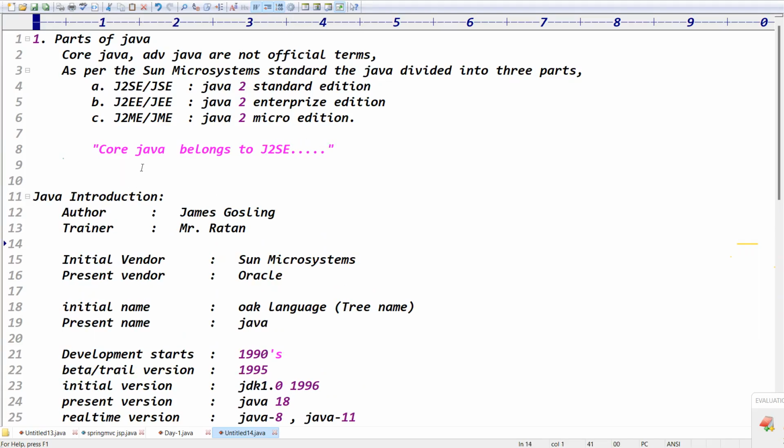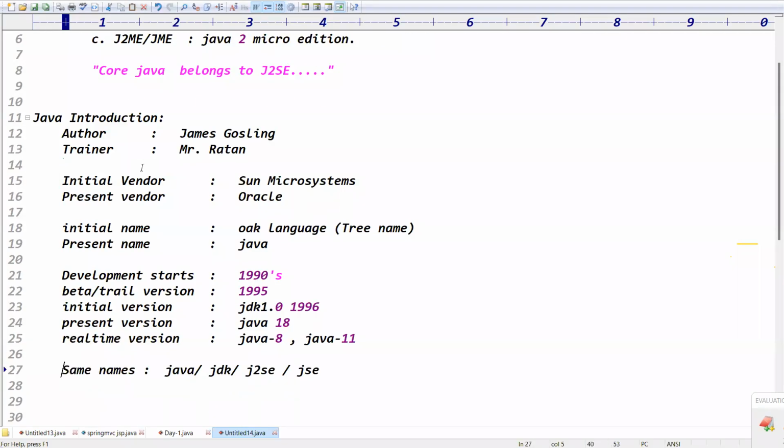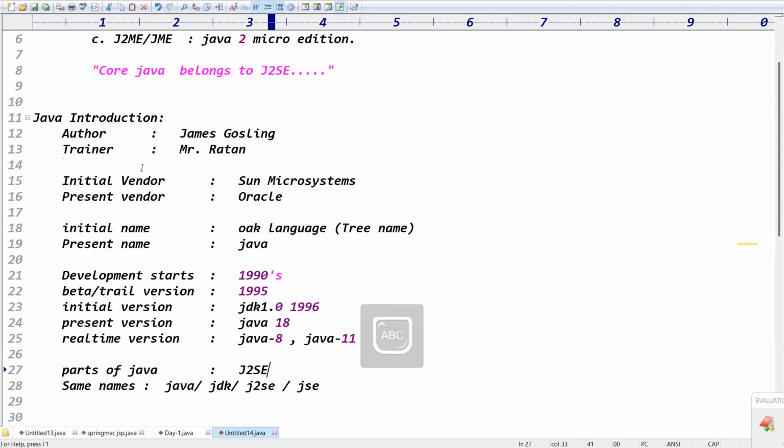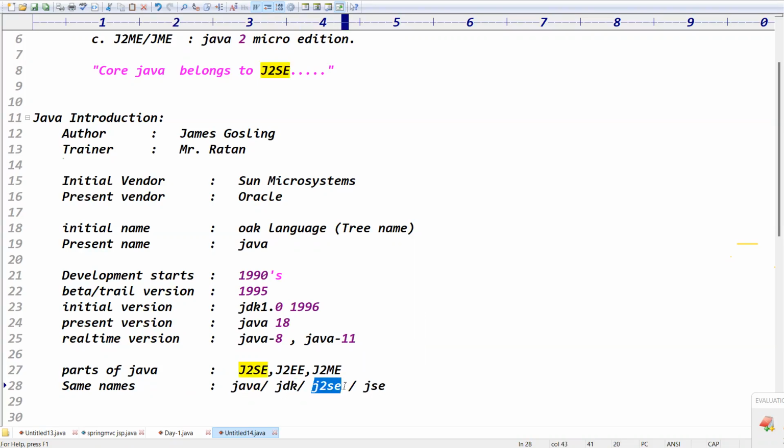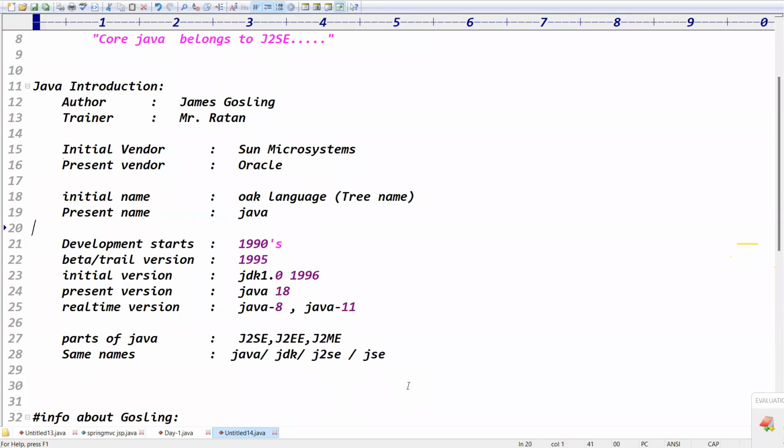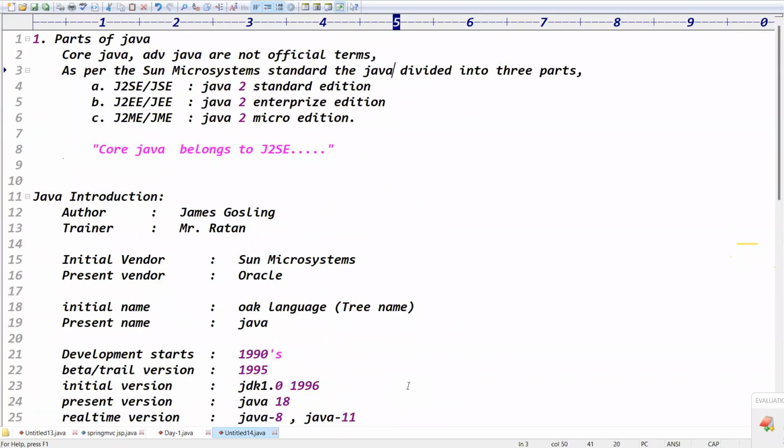Guys, tell me how many parts of Java? Three parts, right? What are the three parts? J2SE, J2EE, and J2ME, right? Exactly. Some people call it Java, some people call it JDK, some people call it J2SE, some people call it JSE. All are the same names. You got the point, right? So your core Java belongs to which part? Core Java belongs to the J2SE part, exactly.